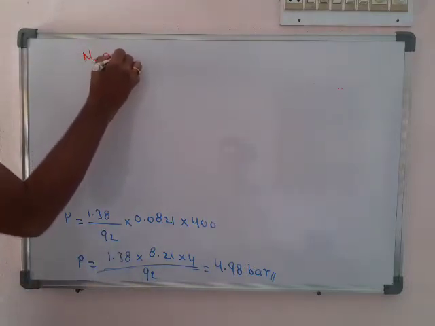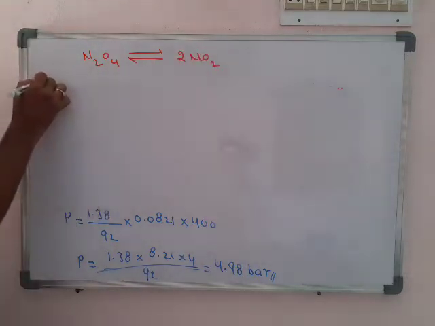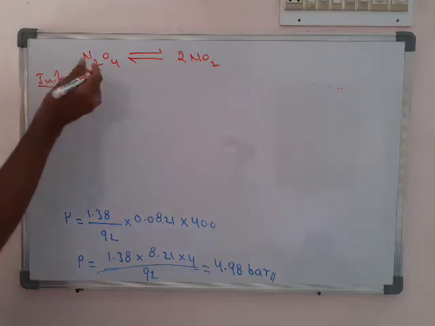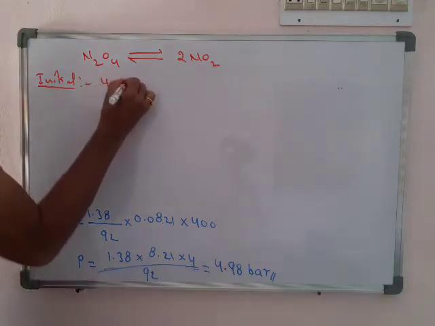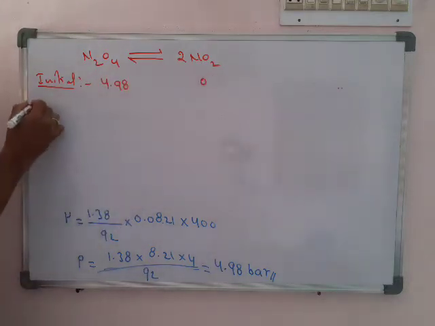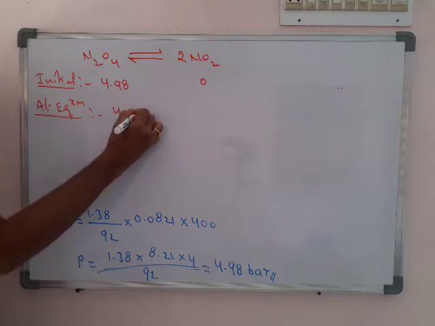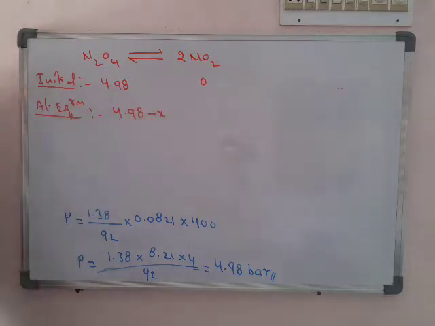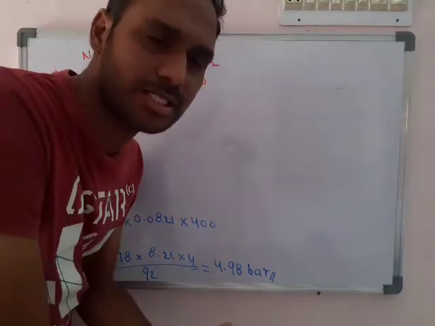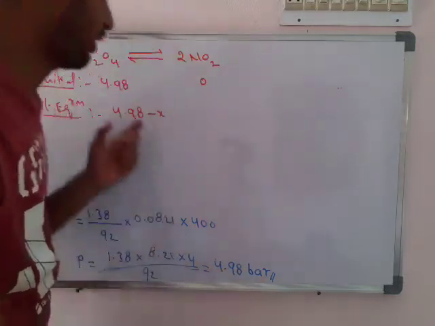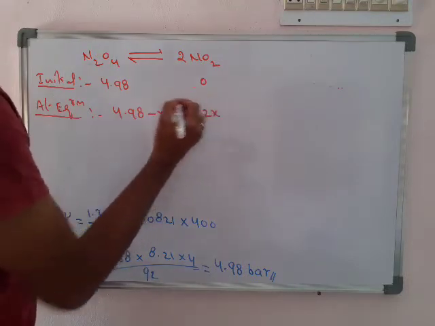So again we can write N2O4 gives rise to NO2. What is the initial pressure? Initial pressure is 4.98 bar. Here there are no products at initial. But at equilibrium, we have 4.98 minus x bar. In terms of concentration we take x concentration, but here, as it is pressure, we take x bar. For N2O4 it is 1 mole, so 1x, and for NO2 it is 2 moles, so 2x.